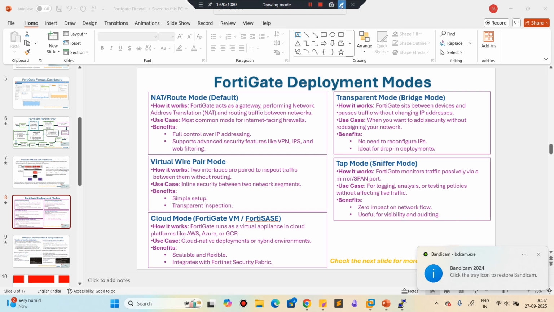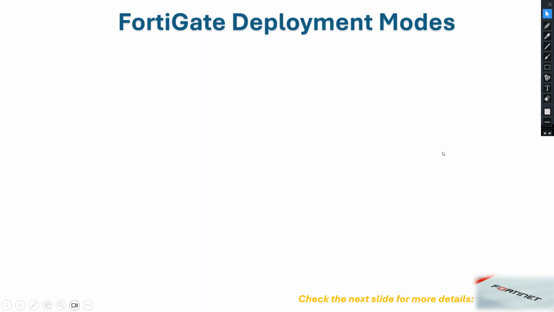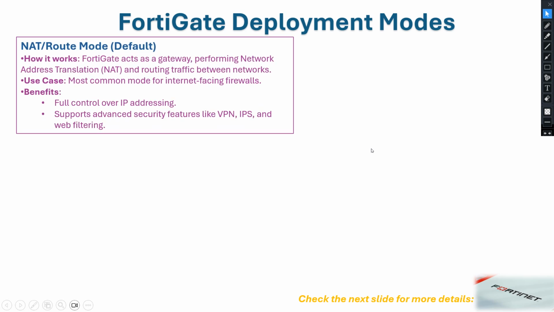Here the FortiGate deployment models. We'll discuss about this. Let me start the slide here. If you are not aware about the FortiGate deployment models, let me explain you in brief. The very first is NAT and route mode. If you go to your firewall, let me show you first that.